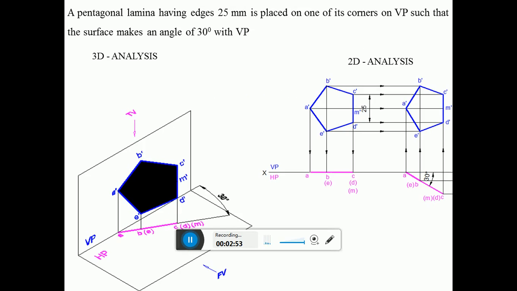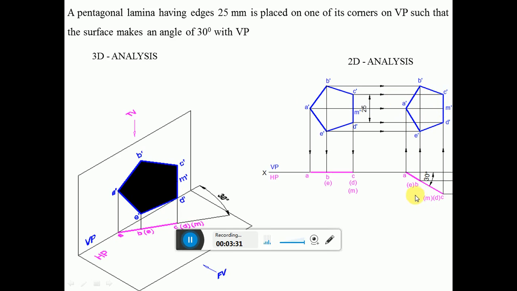In the next case, the surface makes an angle of 30 degree with VP. Now here the surface is making an angle of 30 degree with the vertical plane. So we can see that the inclination with respect to VP is seen in HP. So the surface is inclined, but still the surface is perpendicular to HP, so obviously you are getting a line here in the horizontal plane. And the surface is inclined to VP, so you get a surface here which will be in apparent shape.